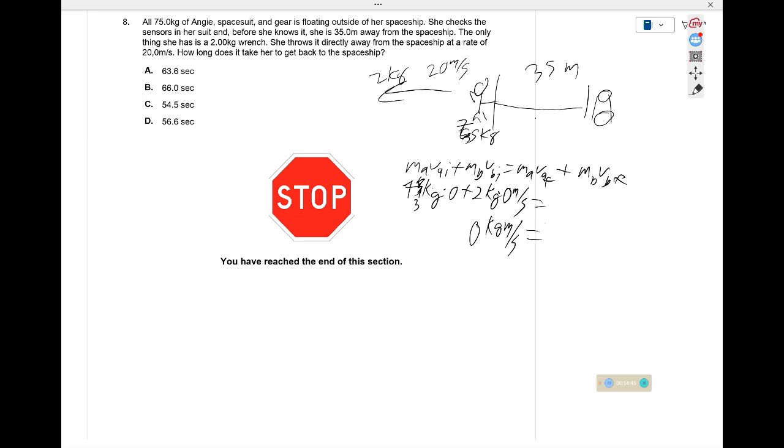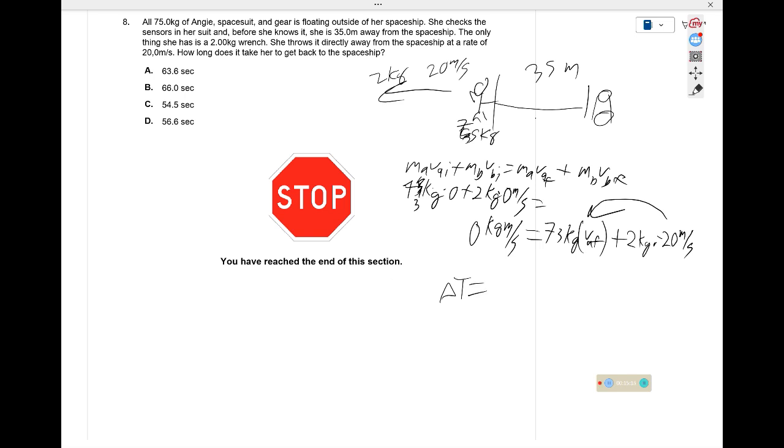And then we have 73 kilograms, and we don't know what her final velocity is. Plus, we know the 2 kilogram wrench is going to the left in this picture, so we're going to call it 20 meters per second. What we're going to do is use this to find her final velocity.